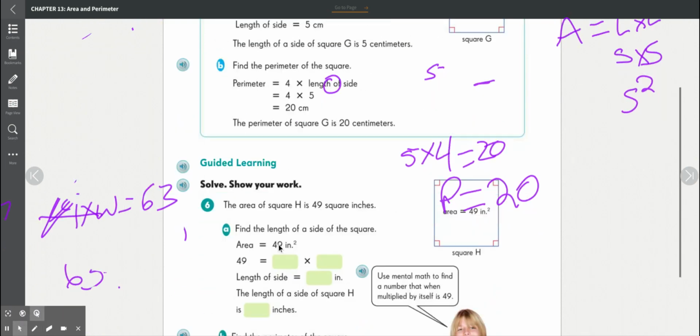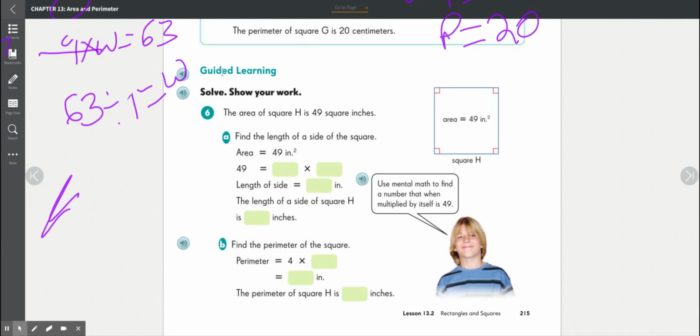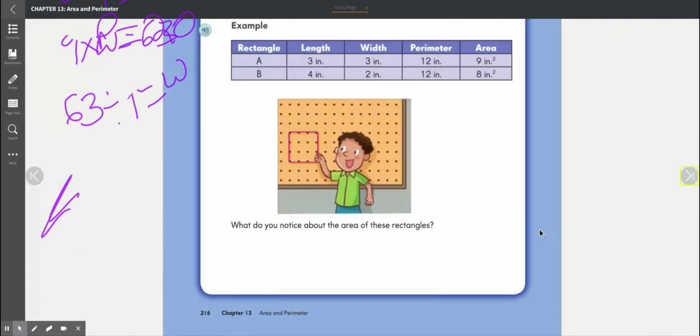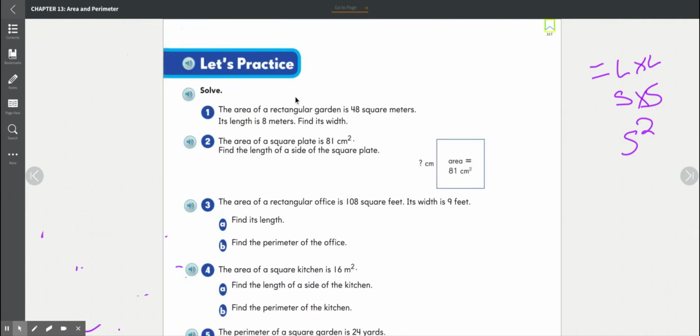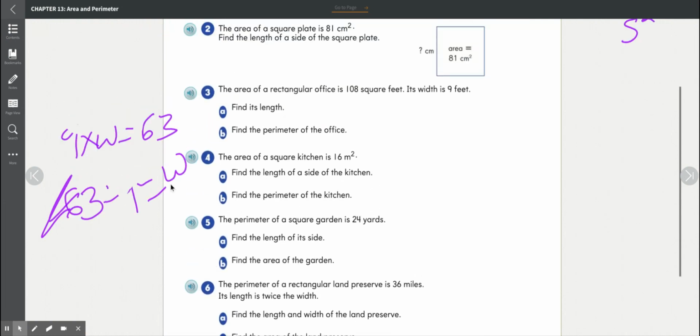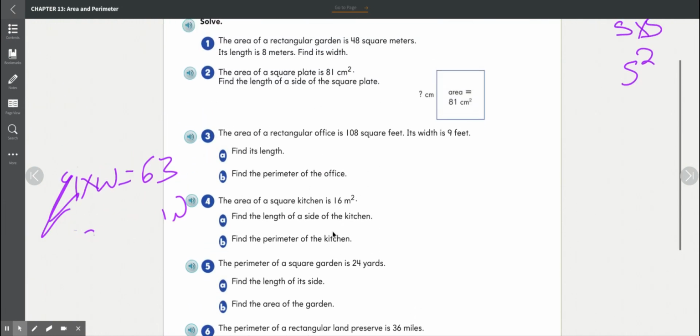So I want you to do the same thing. You're going to do problem 6, both parts A and B. That's everything that we're doing today. Once you're done with this, you are done with math for the day. And tomorrow, you're going to be working on the Let's Practice. There are 6 questions here, all about what we've been doing.